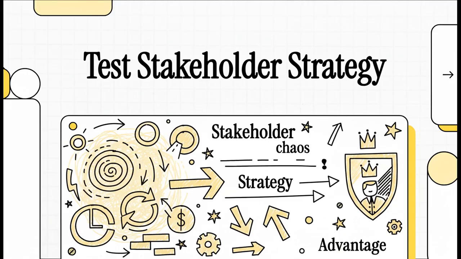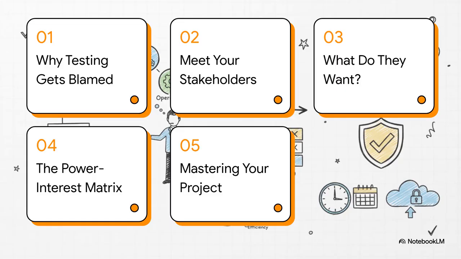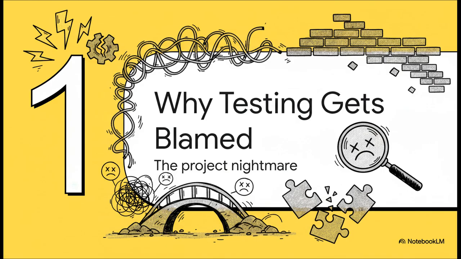Let's get to it. So, here's what we're covering. First, we'll talk about a problem I bet you've all faced. Then, we'll figure out who the key players on your project actually are and decode what they really want from you. From there, I'll give you a super powerful tool to manage everyone's expectations, and we'll wrap it all up with a simple plan to put this into practice right away. All right, let's kick things off with a situation that is probably a little too familiar for many of us.